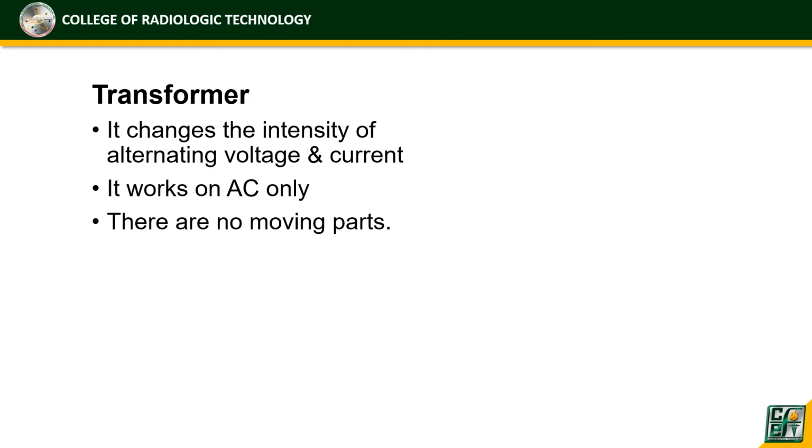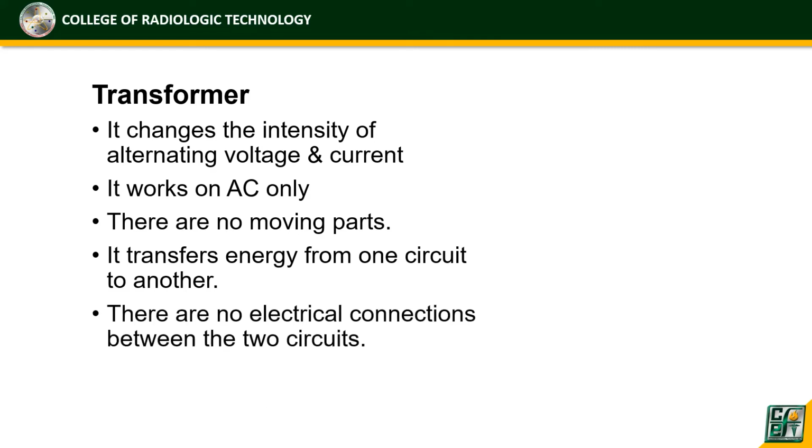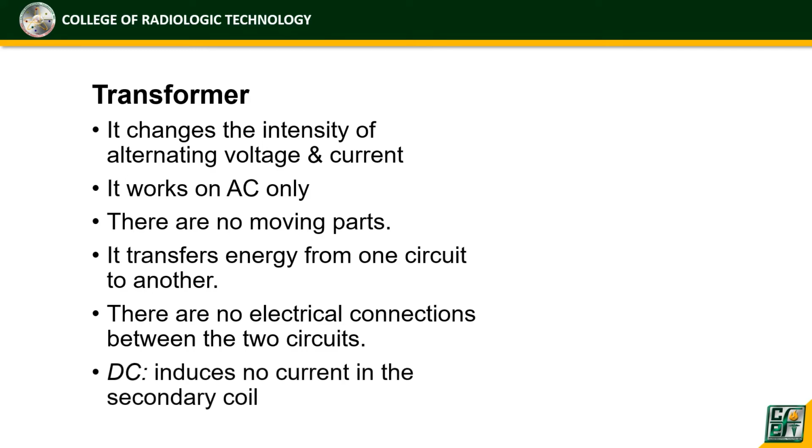And there are no moving parts in a transformer. It transfers energy from one circuit to another by means of electromagnetic induction. Okay, so there are no electrical connections between the two circuits. Okay, why does a transformer not work with direct current? Because direct current induces no current in the secondary coil, unlike the alternating current.